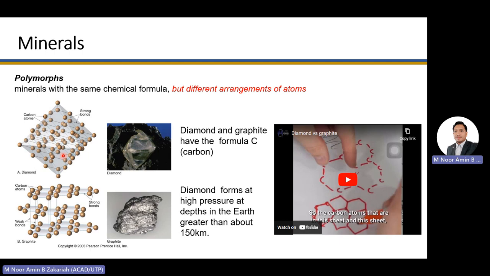And graphite and diamond are two examples of common polymorphs. These have the same chemical formula, which is carbon, but they have different crystal structures. So this gives them different properties. Graphite is soft and slippery, while diamond is hard and conducts heat very well.